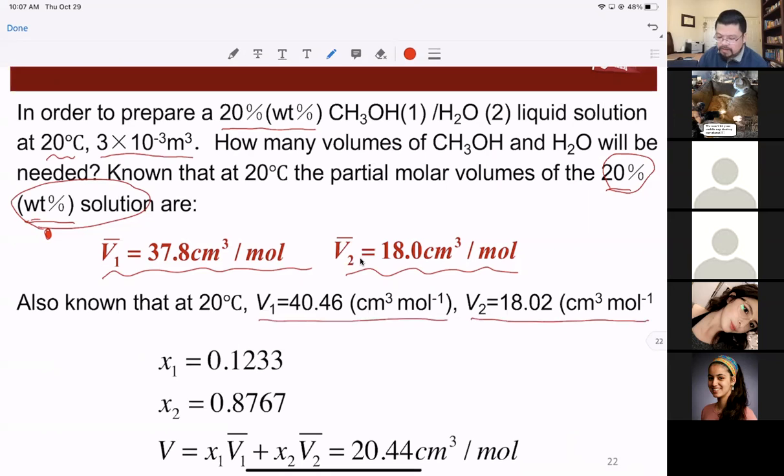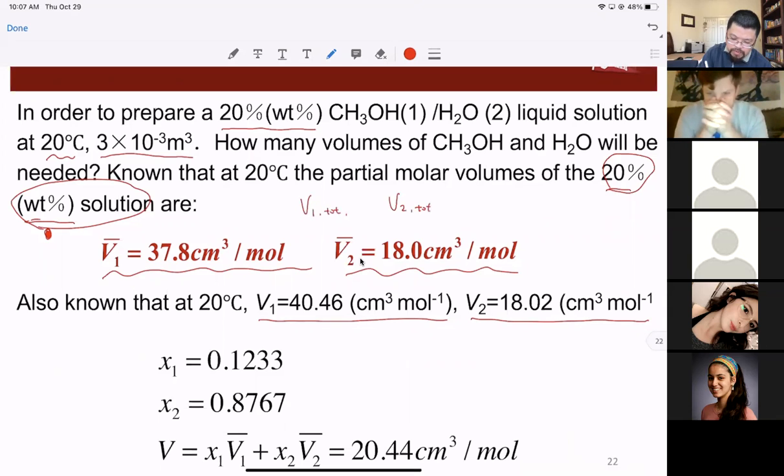Okay, so we know the partial, we know the pure component, also know that at 20 degrees C, this is the pure specific volume of methanol and liquid water. So we need to calculate V1 total, need to calculate the V2 total for the pure component. We understand the V, we also have the V1 partial and the V2 partial.